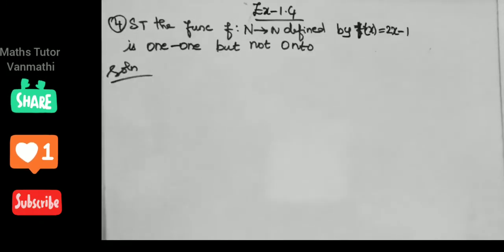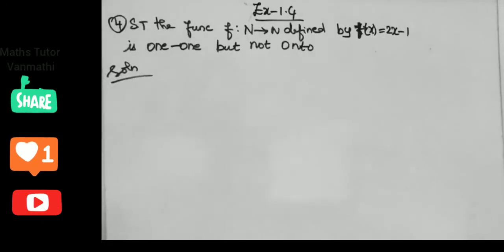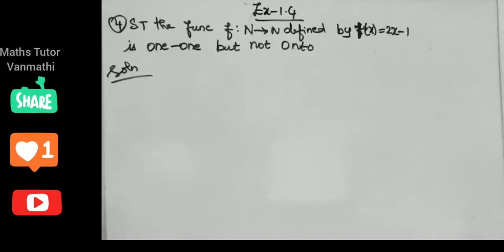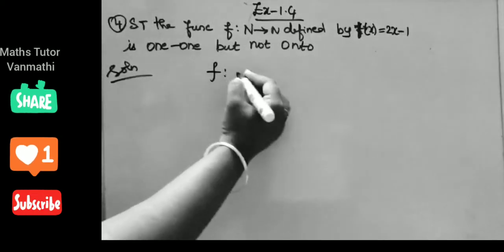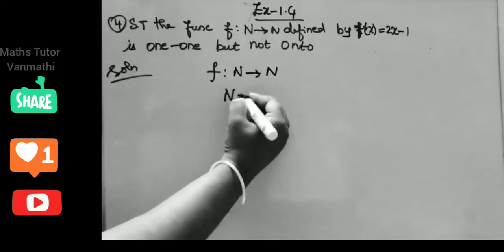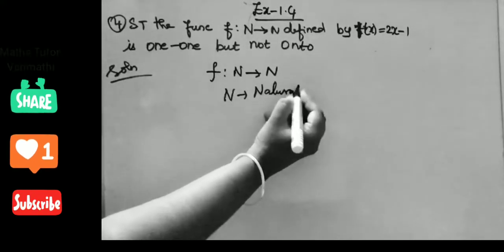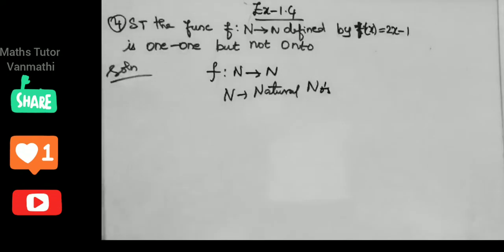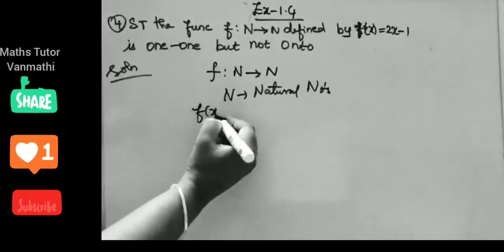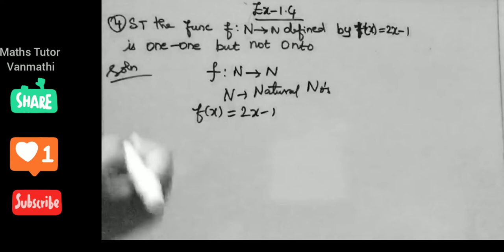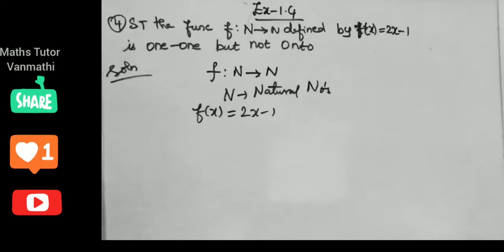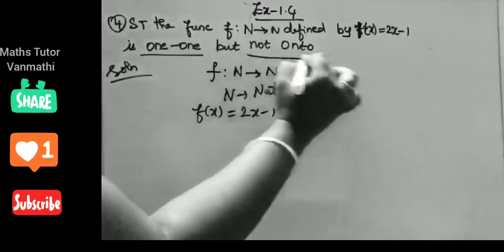Next problem. This is your exercise 1.4, fourth problem. Show that the function f from N to N defined by f of x equal to 2x minus 1 is 1 to 1 but not onto. Here the function is given as f from N to N. N is nothing but your natural numbers. And it is defined by f of x equal to 2x minus 1. Now we have to show this function is 1 to 1 but it is not onto.